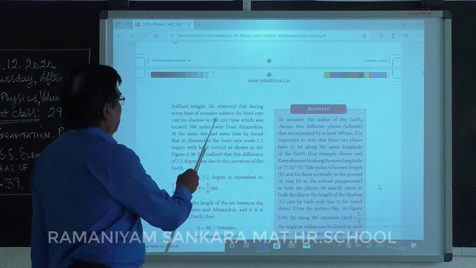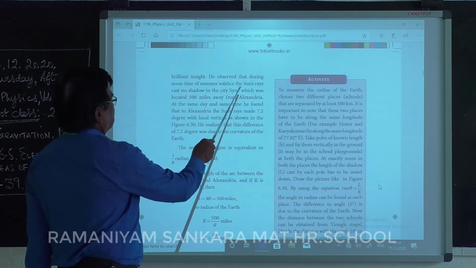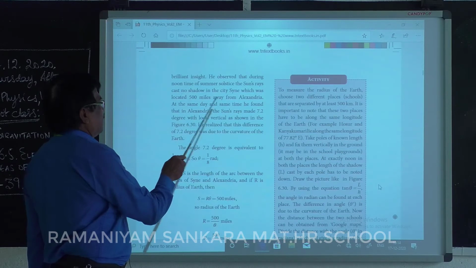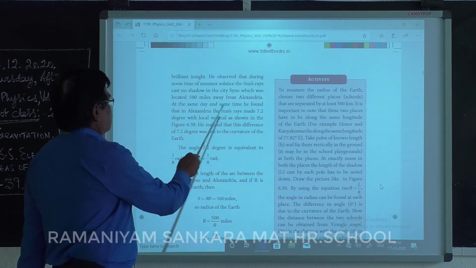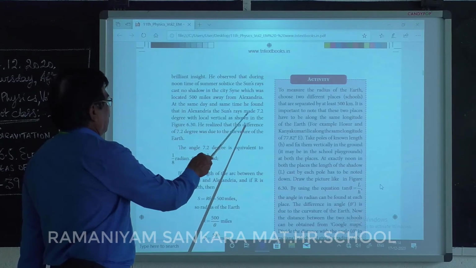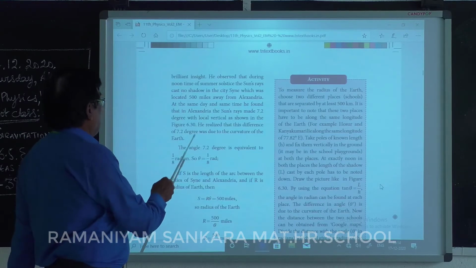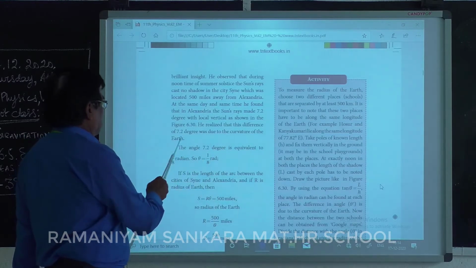The technique he used involves school geometry and brilliant insight. He observed that during noon time of the summer solstice, the sun's rays cast no shadow in the city Syene, which was located 500 miles away from Alexandria. On the same day, at the same time, he found that at Alexandria the sun's rays made 7.2 degree with the local vertical. So this is theta. He realized this difference of 7.2 degree was due to the curvature of the earth.